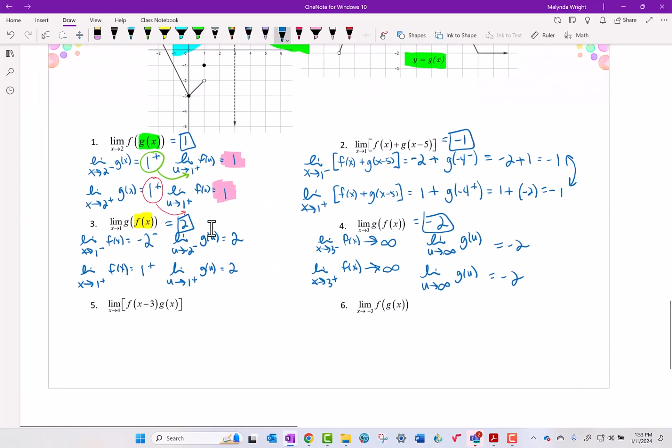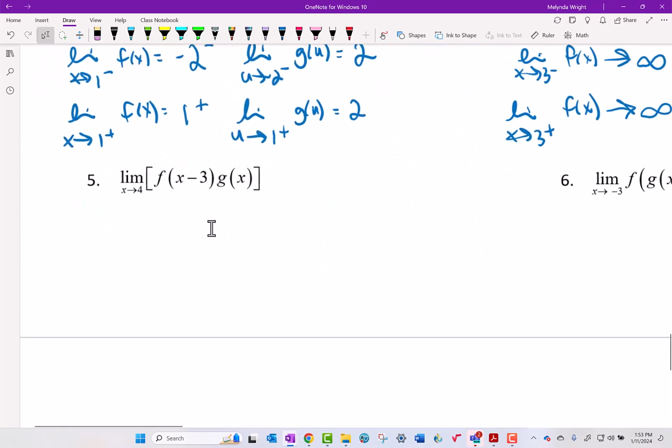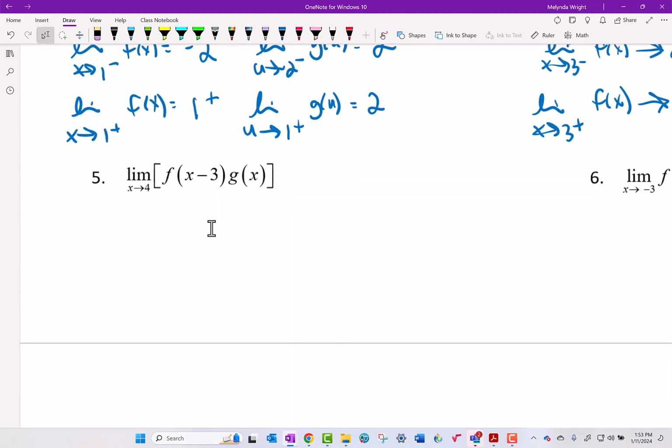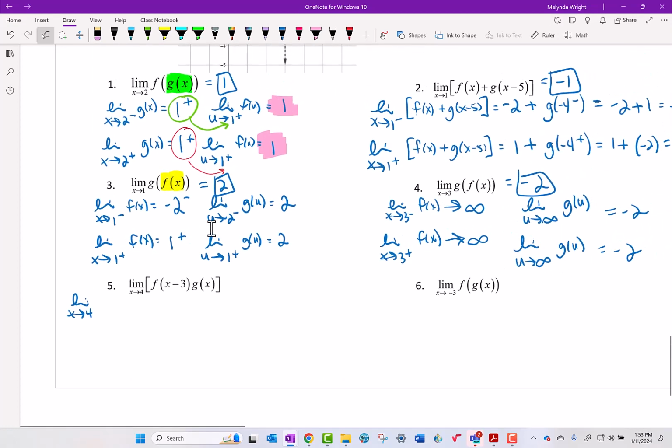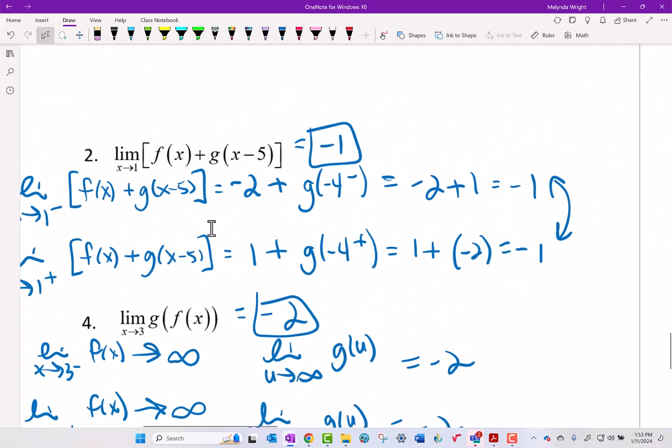All right, let's look at number 5. This is a multiplying one. All right, so here we go. So the limit as x goes to 4. On multiplying ones, do we need to worry about if we're approaching from the right or the left? Well, let me remind you, see how on the adding ones, it was this part that we were concerned with, right? And this part didn't have anything to do with the graph. Well, the -4 did, but remember this came from here.